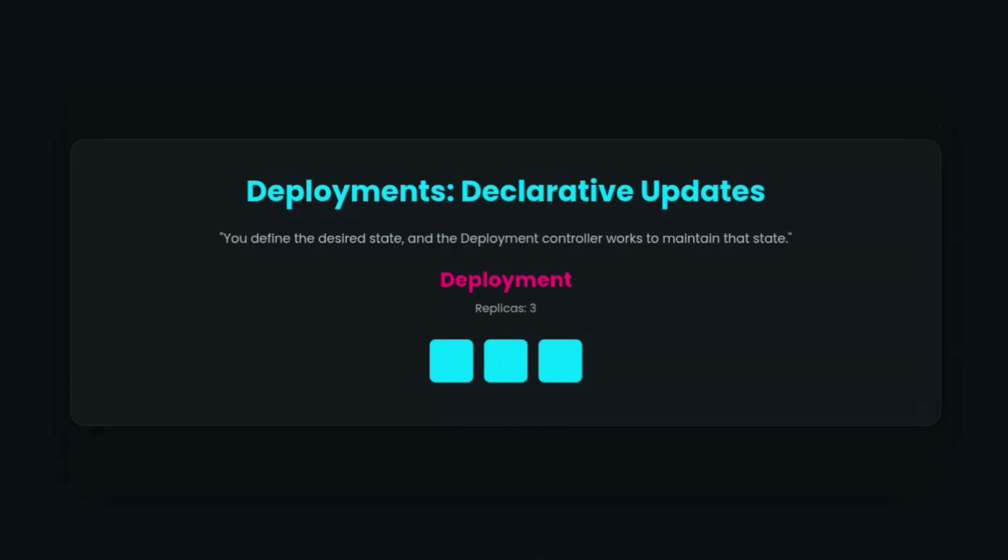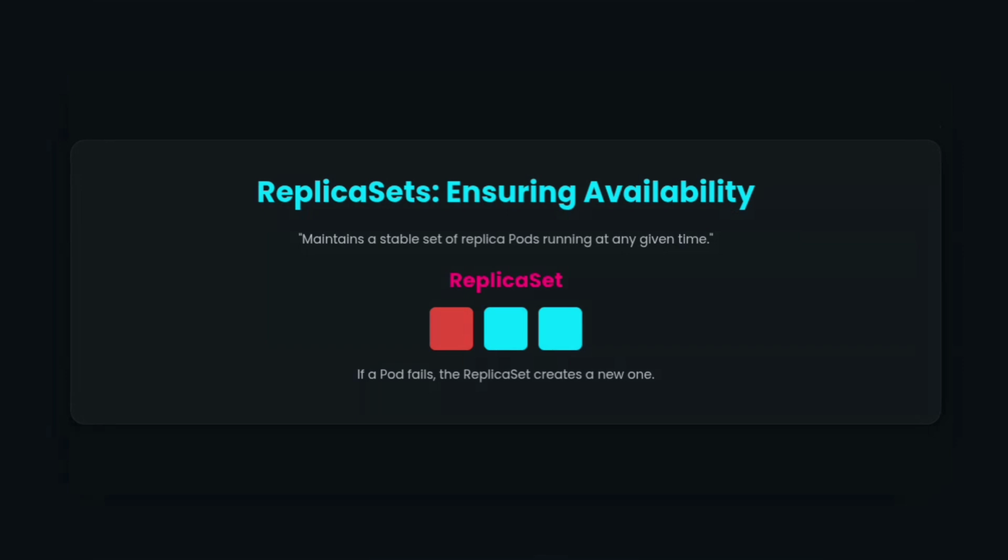Under the hood, deployments often use replica sets. A replica set's purpose is simple: to maintain a stable set of replica pods running at any given time. If a pod dies, the replica set notices and creates a new one to bring the number back up to the desired count. This ensures the high availability of your application.